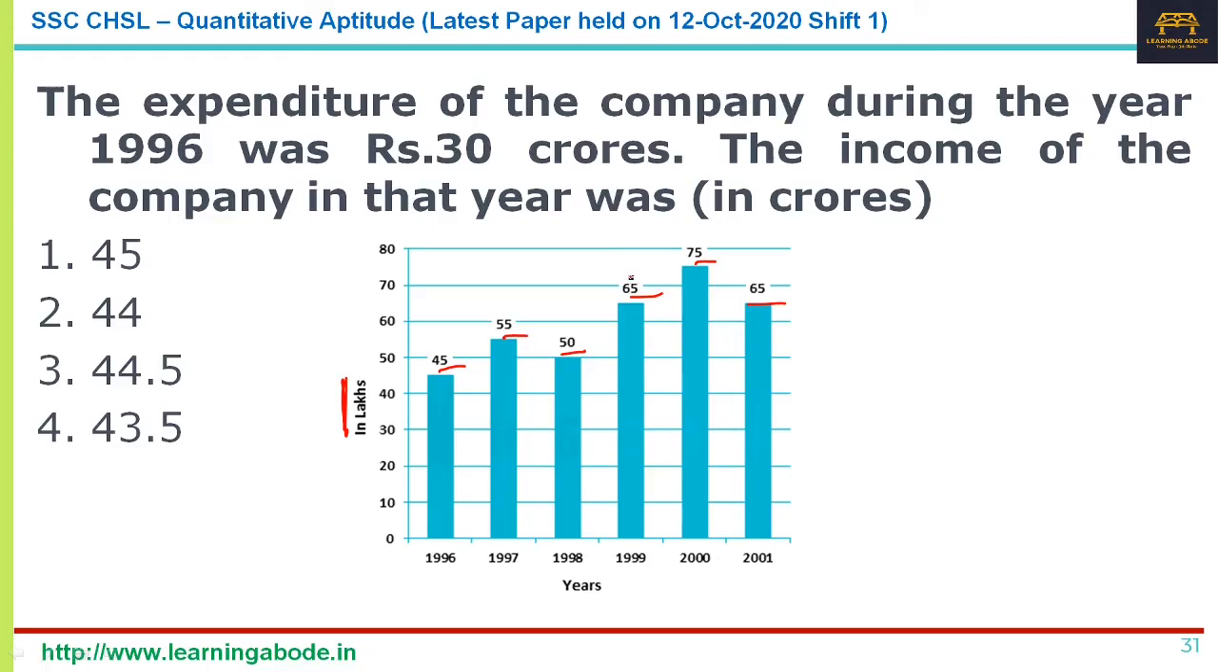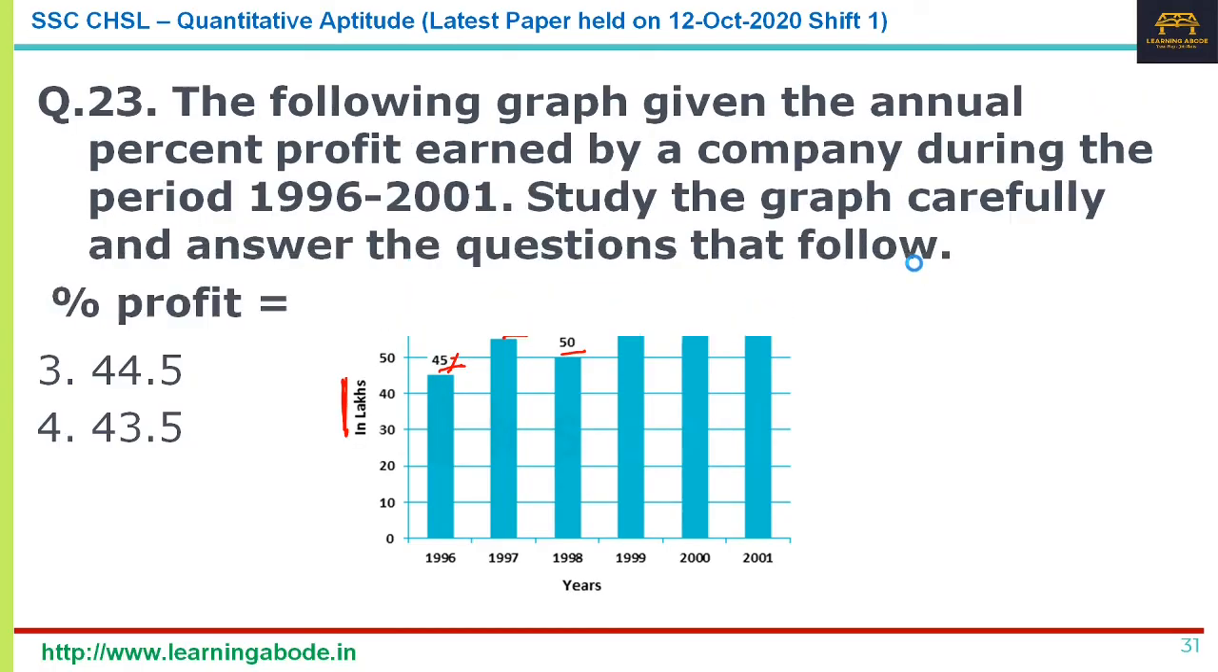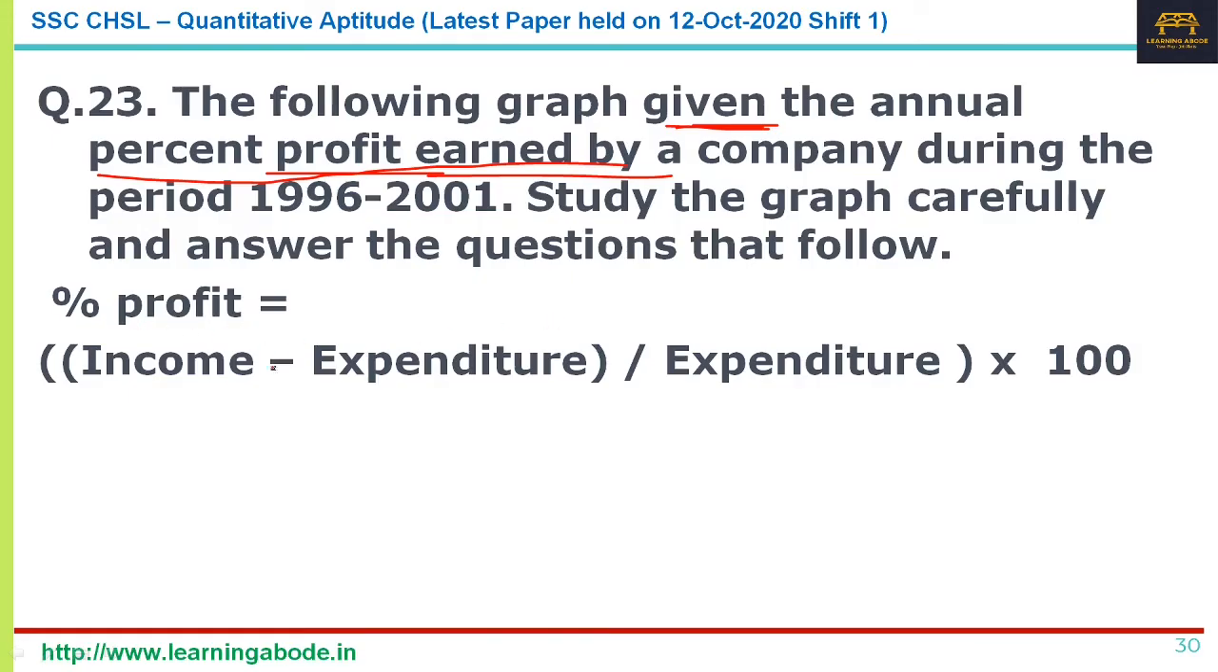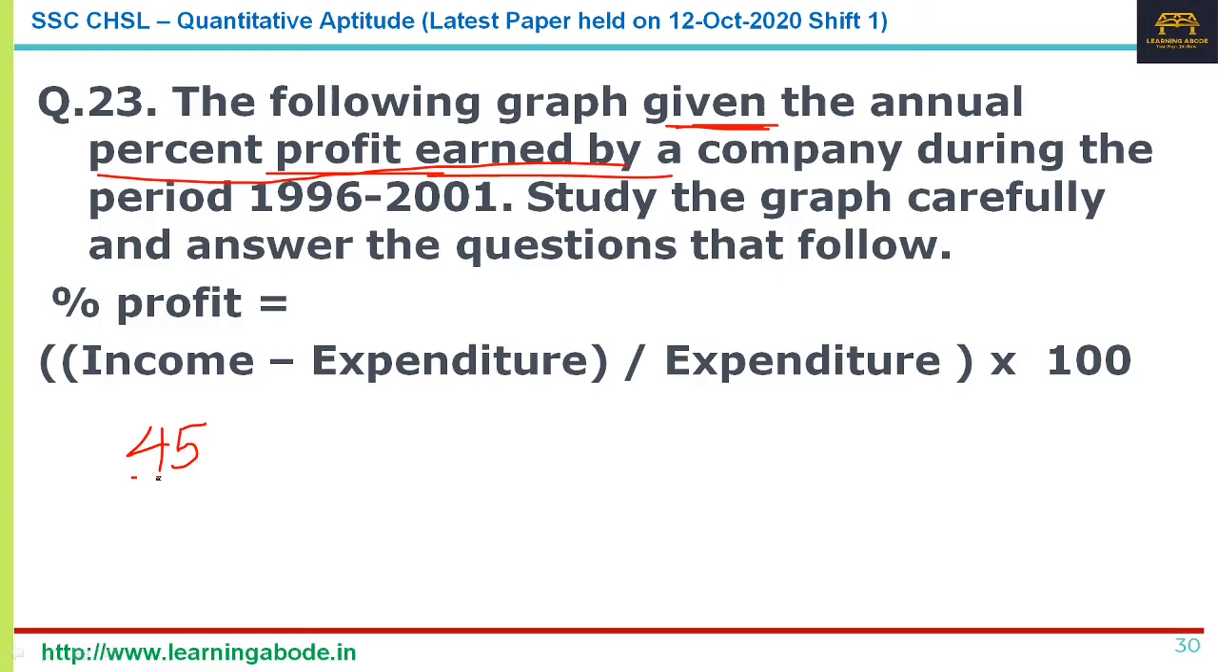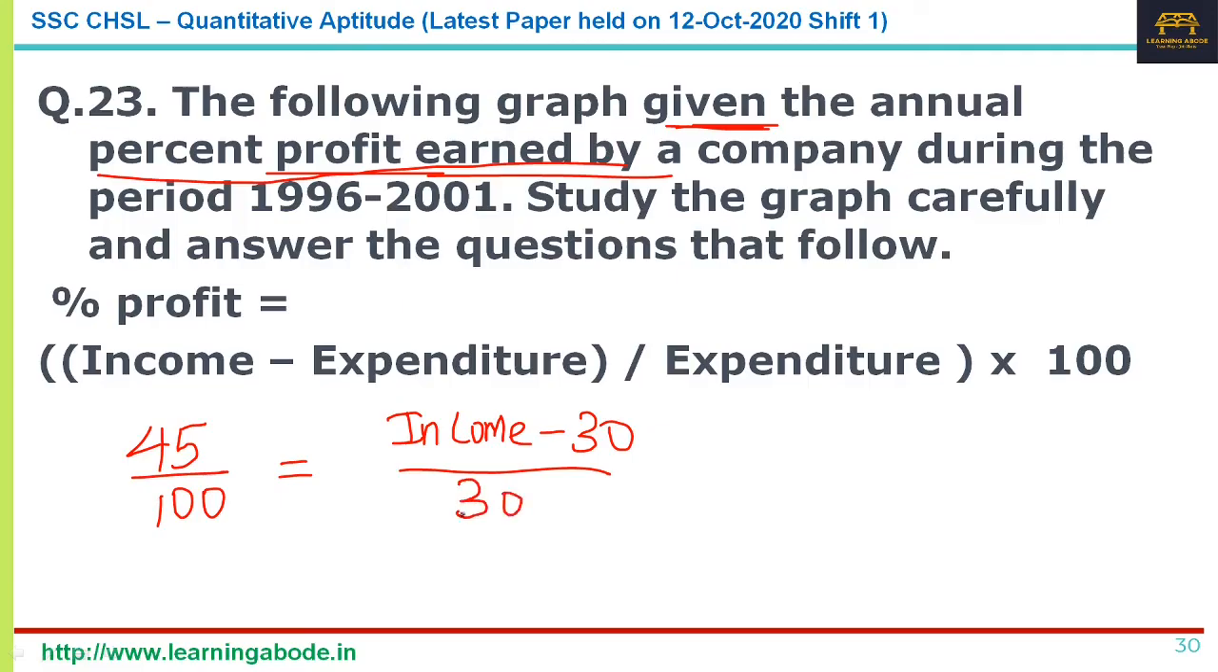Right. Now, instead of taking these values as lakhs, if you take, this is for the year 1996, right? If you take this as 45 percentage, right? Now, if you look at this relation, percentage profit is income minus expenditure by expenditure, right? So let's say 45 percentage profit. So 45 percentage, you can write it as 45 by 100. That's equal to income, which is what we are supposed to find out, minus the expenditure 30, upon 30. Okay, so we have to solve for this.